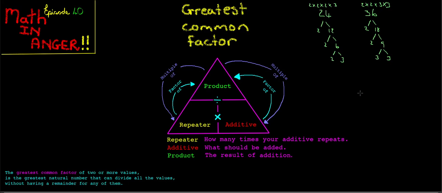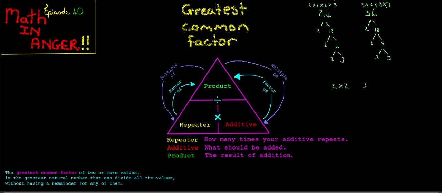And now I'm going to take a look at what prime factors appear in both of these. We can see 2 appears here and there, so 2 appears. 3 appears here and there, so 3 appears. And then I'm going to take the least amount of times that each factor appears. Here we have 2 appearing 3 times. Here we have 2 appearing 2 times. So I'm going to write 2 down twice.